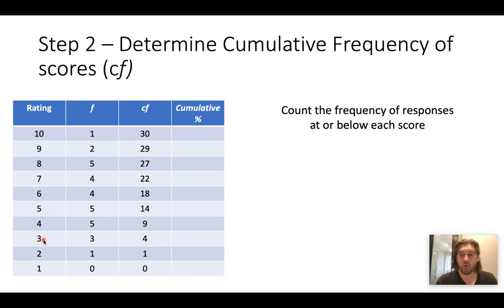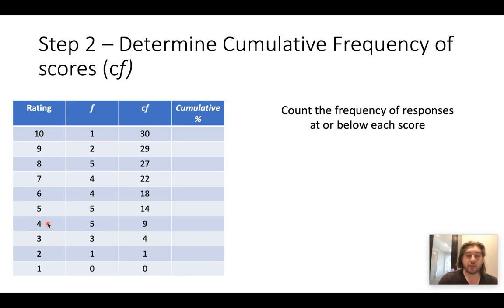We move up to the score of 3. 3 students were rated as a 3, plus 1 student who was rated as a 2, plus 0 students who are rated as a 1. So 3 plus 1 plus 0 is 4. So this number tells us that there were 4 students rated at a 3 or below.